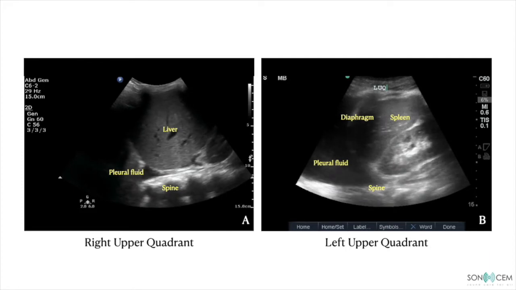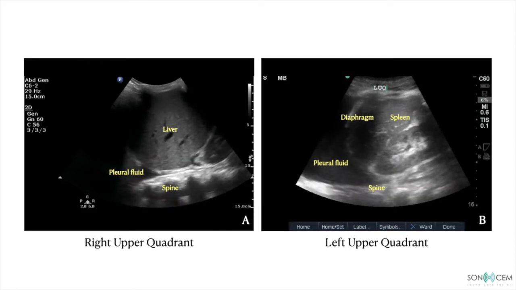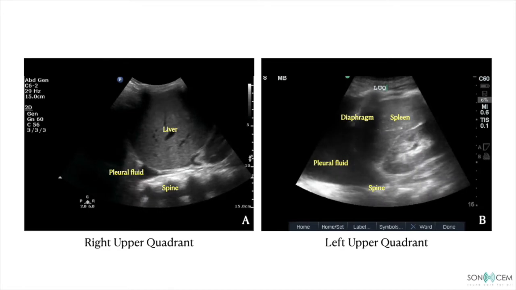In trauma, the findings are suggestive of hemothorax. In a patient with heart disease, it may indicate chronic failure.